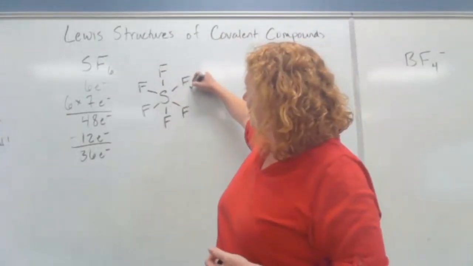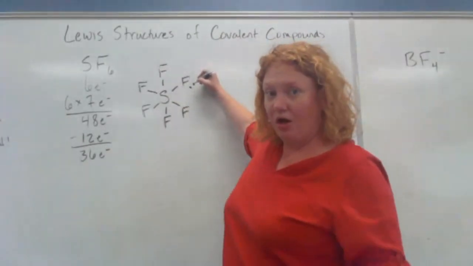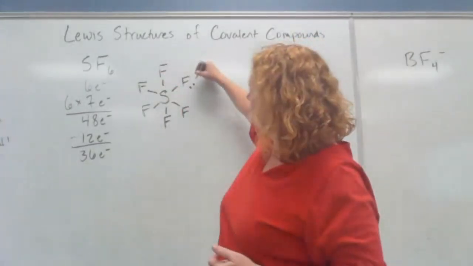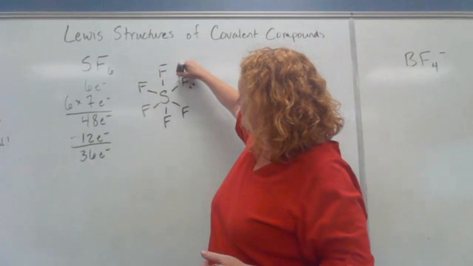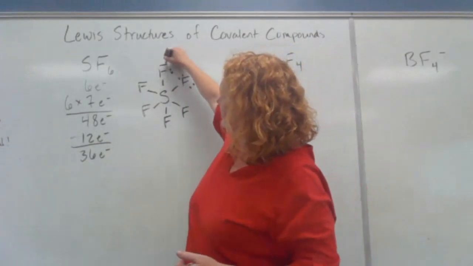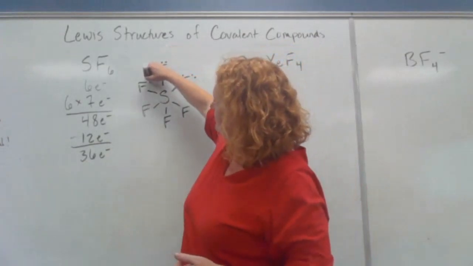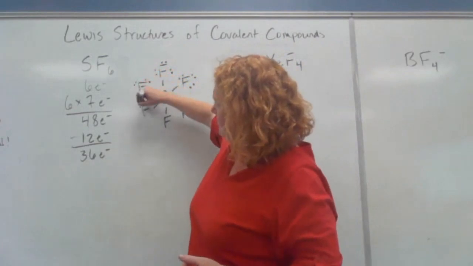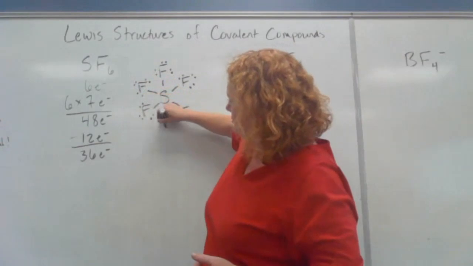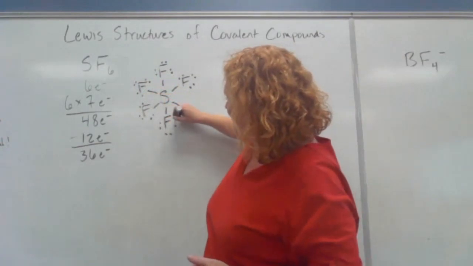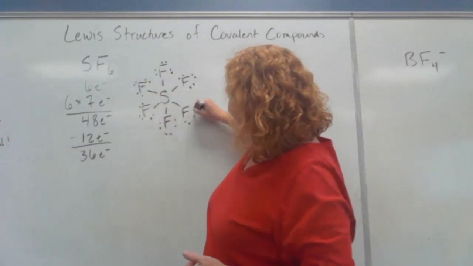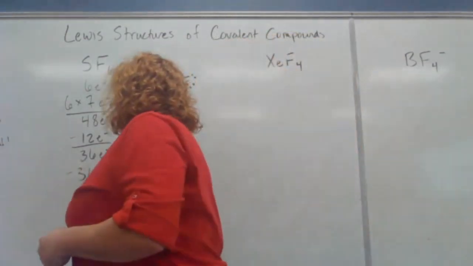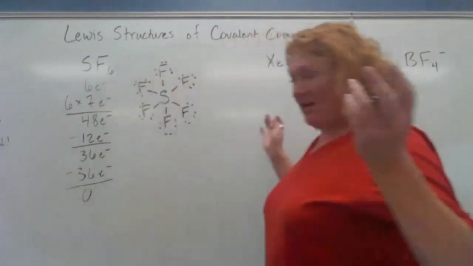So fluorine, which has to follow the octet rule, always has 8. I'm going to start with this one. It doesn't matter which one you start with. 1, 2, 3, 4, 5, 6, 7, 8, 9, 10, 13, 14, 15, 16, 17, 18, 19, 20, 21, 22, 23, 24, 25, 26, 27, 28, 29, 30, 31, 32, 33, 34, 35, 36. Okay. All right, I'm out of electrons.